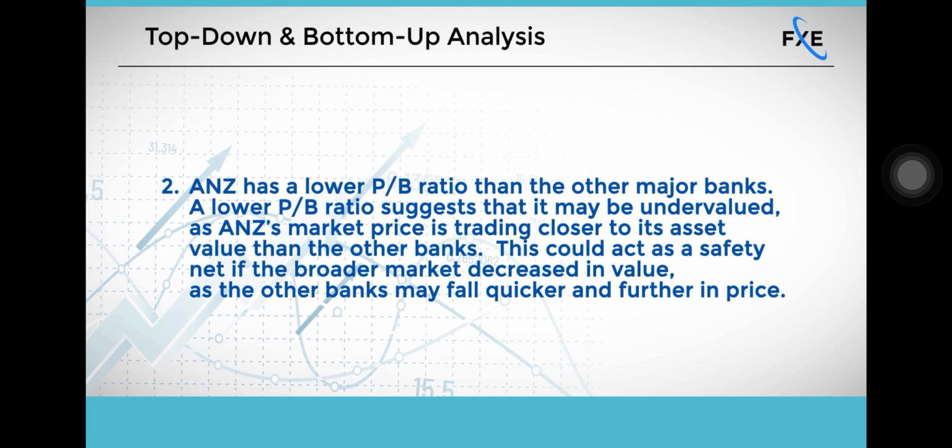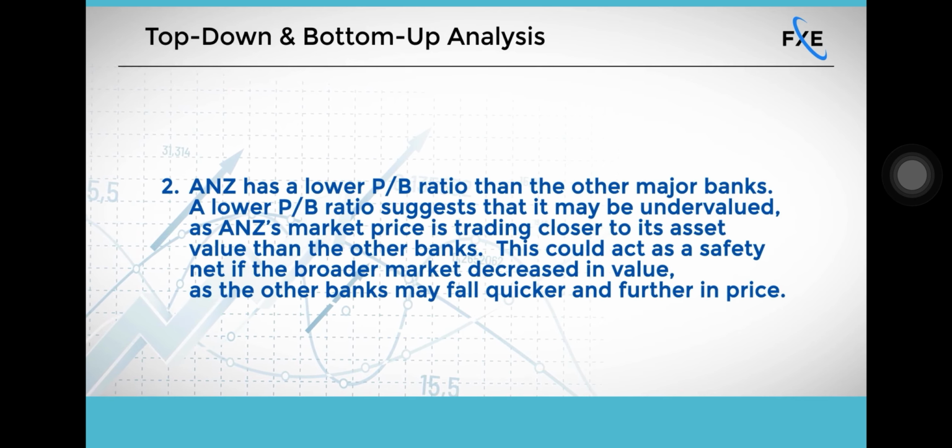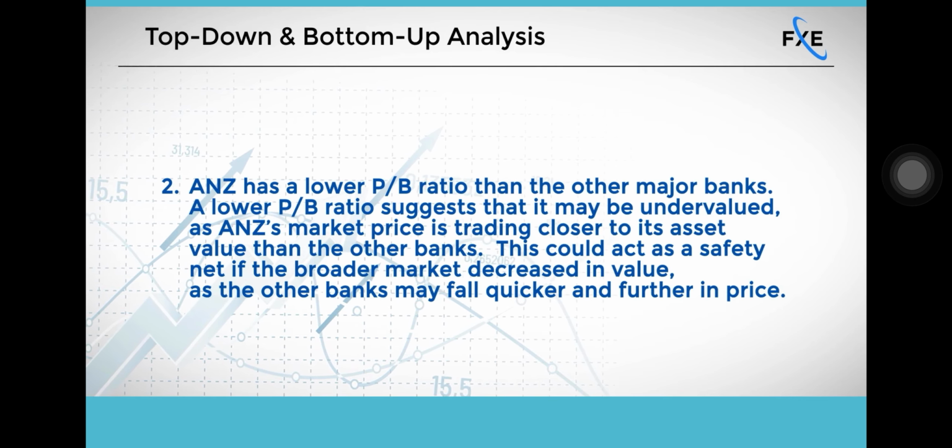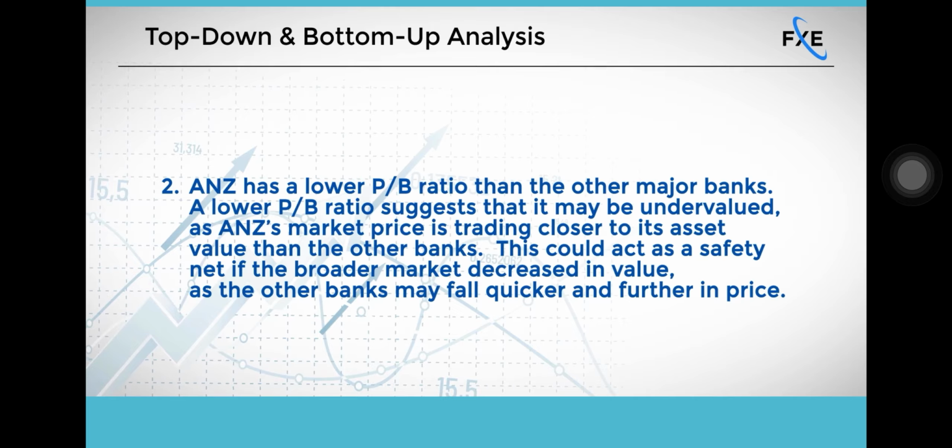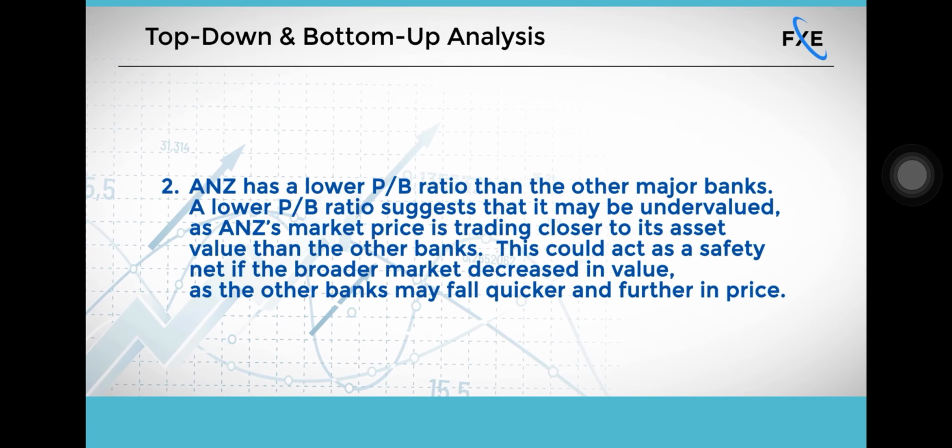ANZ has a lower PB ratio than the other major banks. A lower PB ratio suggests that it may be undervalued, as ANZ's market price is trading closer to its asset value than the other banks. This could act as a safety net if the broader market decreases in value, as the other banks may fall quicker and further in price.